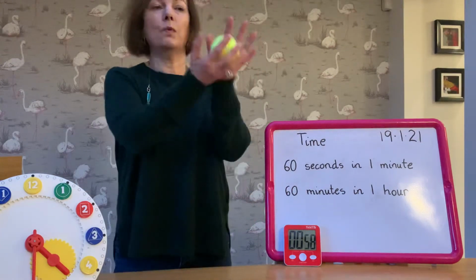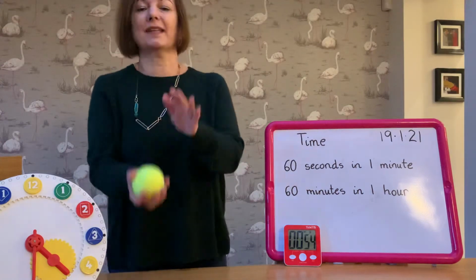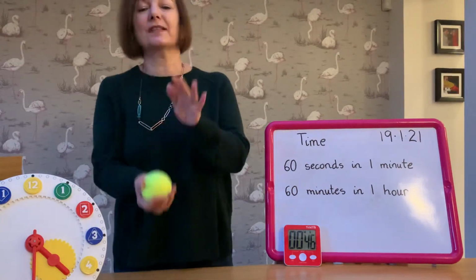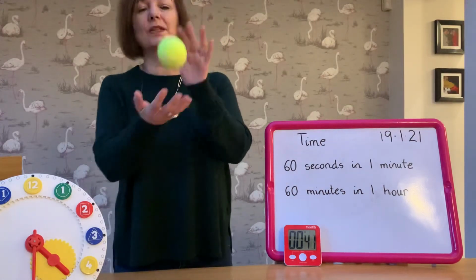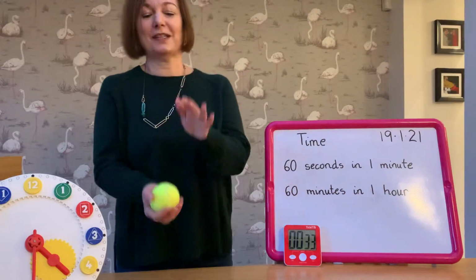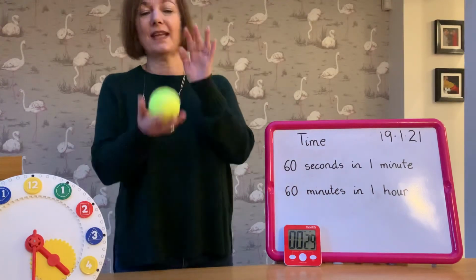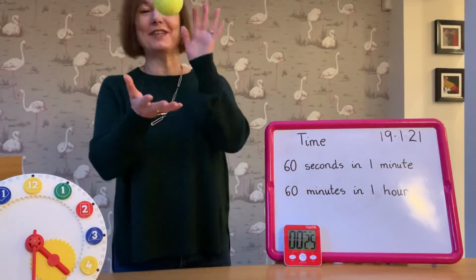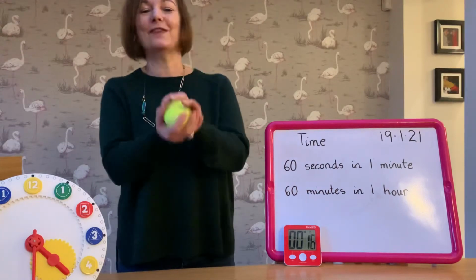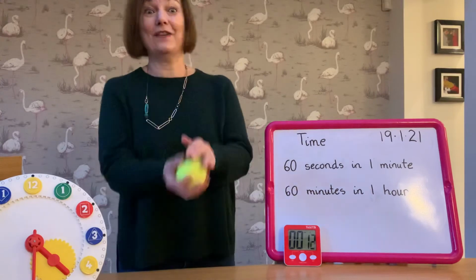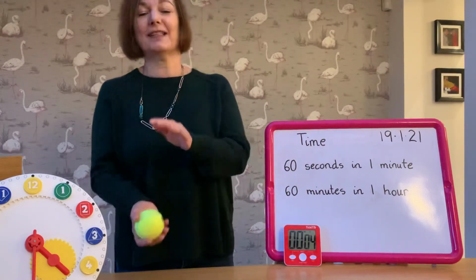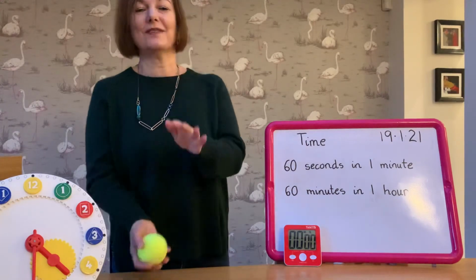and go. 1, 2, 3, 4, 5, 6, 7, 8, 9, 10, 11, 12, 13, 14, 15, 16, 17, 18, 19, 20, 21, 22, 23, 24, 25, 26, 27, 28, 29, 30, 31, 32, 33, 34, 35, 36, 37, 38, 39, 40, 41, 42, 43, 44, 45, 46, 47, 48, 49, 50, 51, 52, 53, 54, 55, 56, 57, 58, 59, 60, 61, 62, 63, 64, 65, 66, 67, 68, 69, 70, 71, 72, 73, 74.